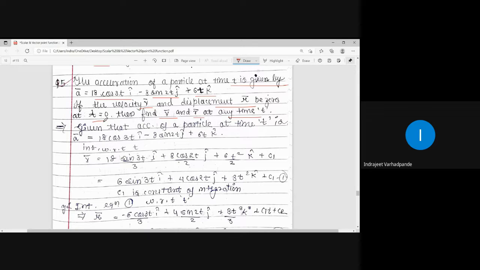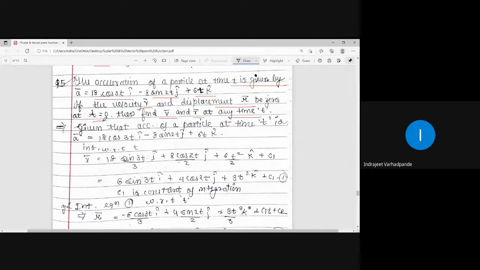Now here acceleration is provided and we are asked to find the velocity and the displacement, that is r bar, and certain conditions are given that those values are 0 at the initial time t is equal to 0. We know that the derivative of displacement, or rate of change of displacement, is velocity, and the rate of change of velocity is acceleration. Here it is reversed. So we take the anti-derivative. Anti-derivative means we will be integrating with respect to t.